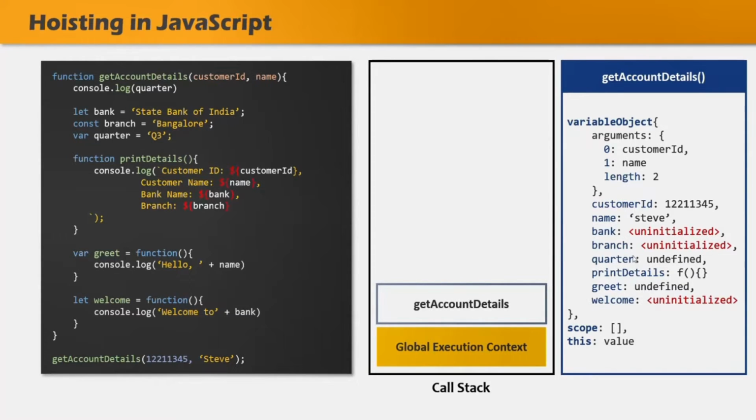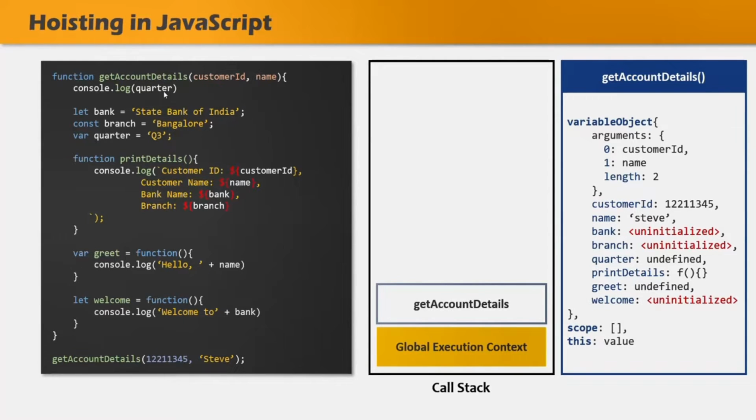Here in this example, this quarter property of this variable object will be assigned with the actual value which we are assigning to it. But if we try to use it before that, till that time, that value has not been assigned to this quarter variable. So till that time, the value of this quarter variable is undefined. So at this line, when we are trying to use it before it is declared, it is going to log undefined, right?